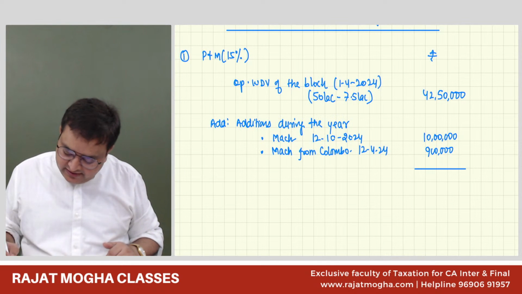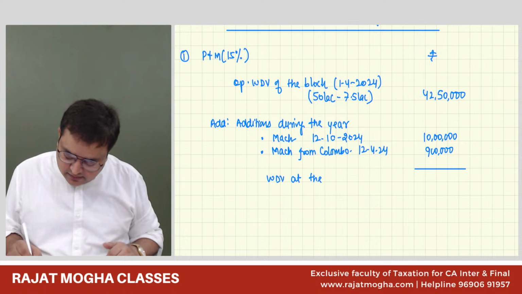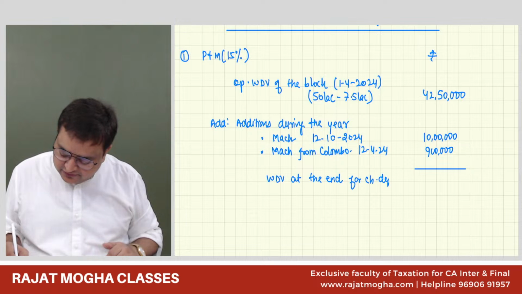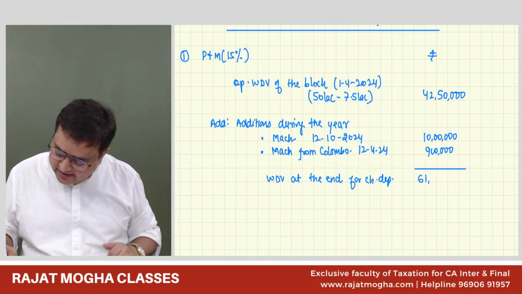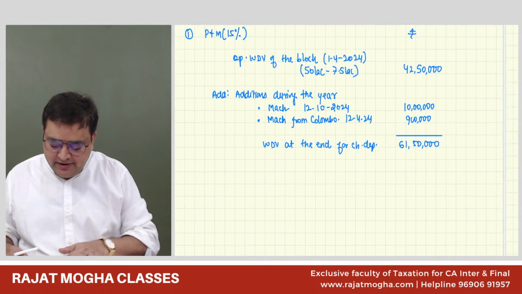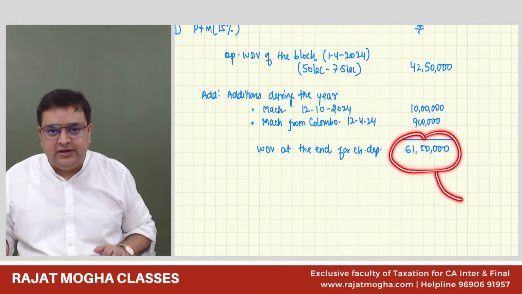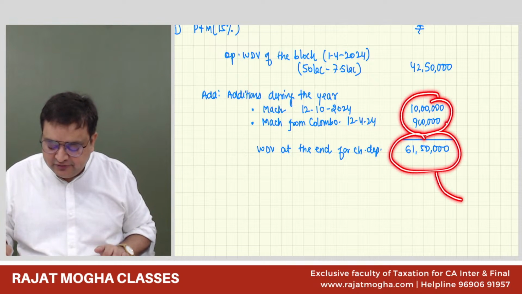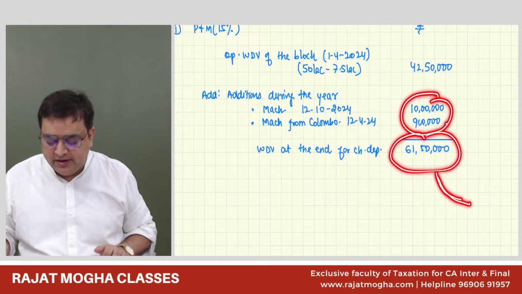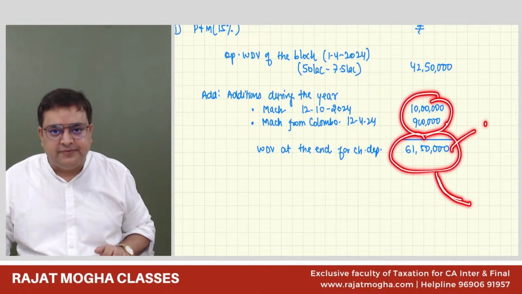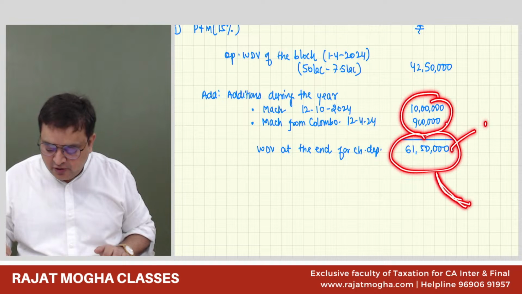So WDV at the end, 61 lakh 50,000, very good. For charging depreciation, 61 lakh 50,000, right? Now for depreciation, you should ask whether it contains any additions during the year. The answer is yes. These two are the additions during the year, and the remaining is the balancing figure. How much? 10 lakh and 9 lakh.